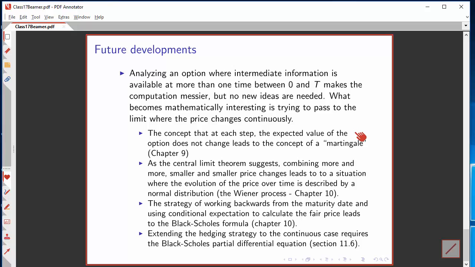So here are some ideas that are going to show up in the next couple of weeks. Notice that at each step, the expected value of the option doesn't change. A process that has that property is known as a martingale. Martingales are discussed in Chapter 9 of Durrett. We're going to do discrete ones in the next class, continuous ones in the class after that.